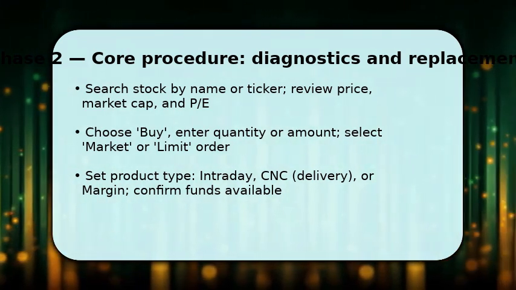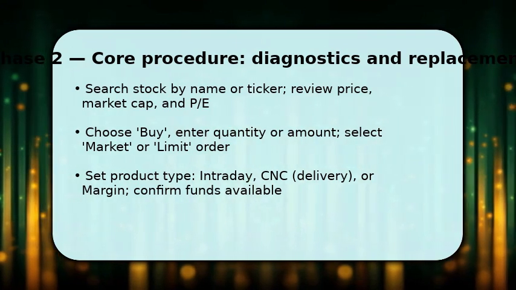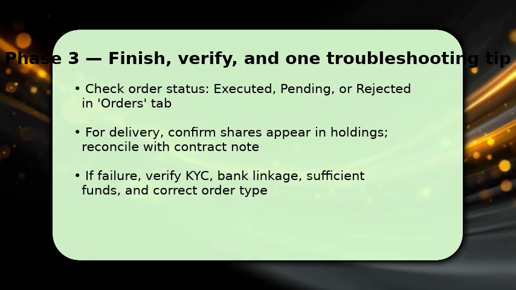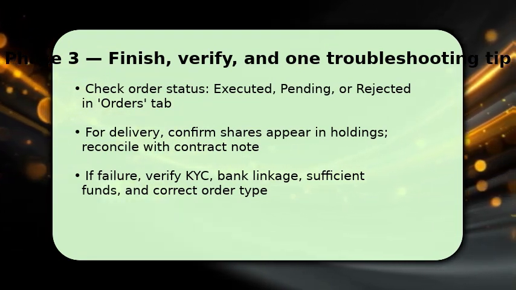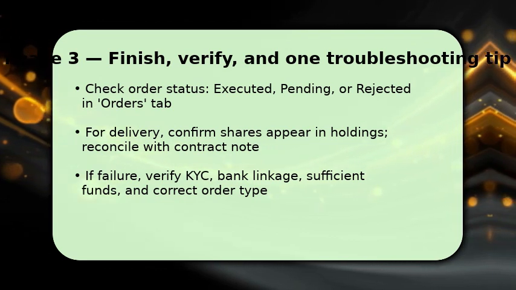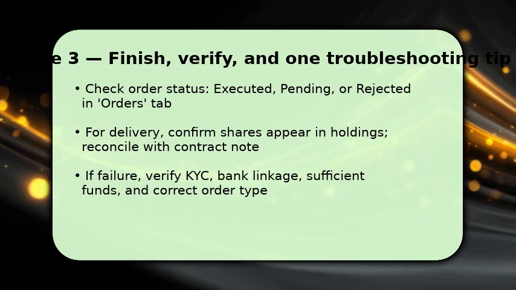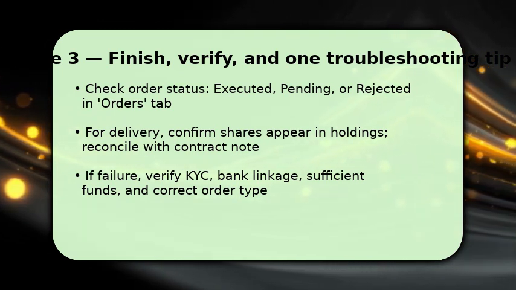You confirm completion by checking the Orders tab, look for executed, pending, or rejected status and note execution price. Once executed and for delivery trades, verify shares appear in holdings and match your contract note. Monitor for settlement, T+2 for equities, and ensure funds and DP reflect correctly.